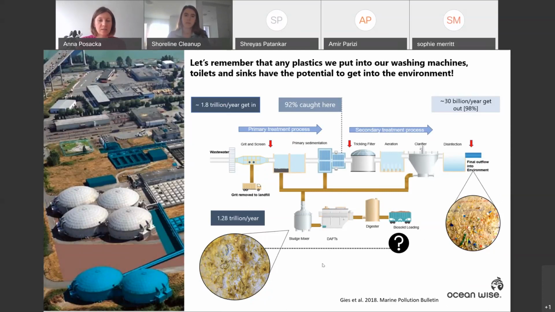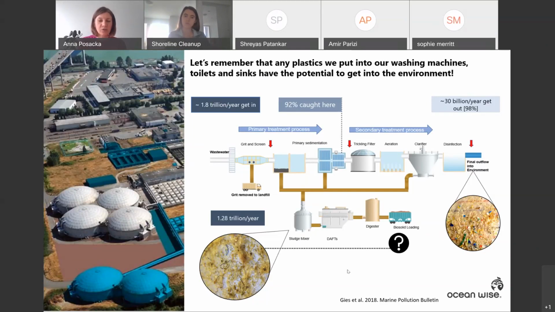Nevertheless, there is a significant amount of microplastics that are getting through those facilities. And this is the observation or the finding not only coming from our studies, but from studies around the world. For this particular plant, we've estimated that an annual microplastic discharge represents approximately 30 billion plastic particles per year.